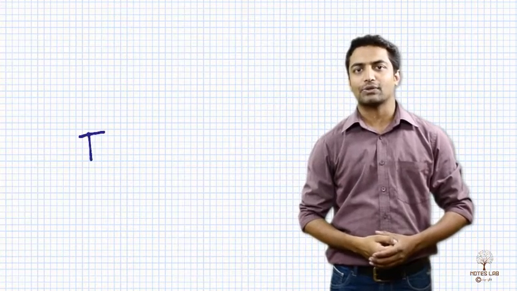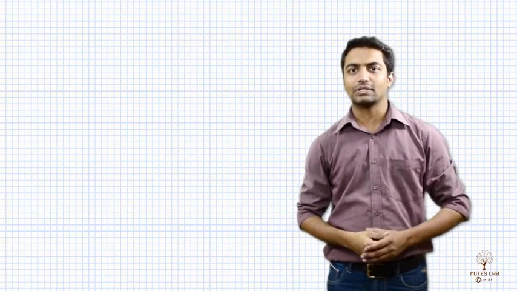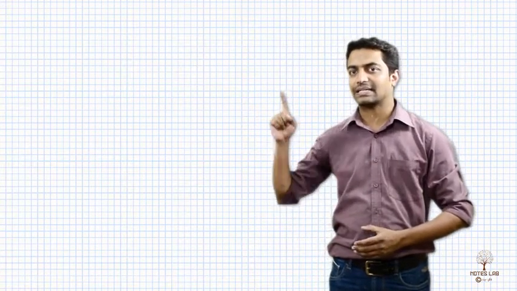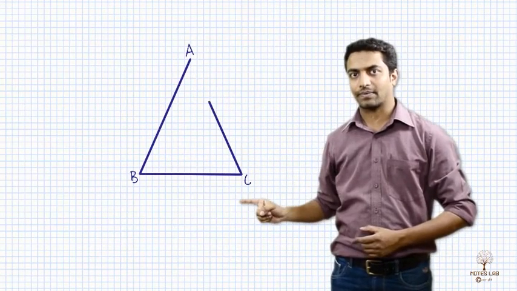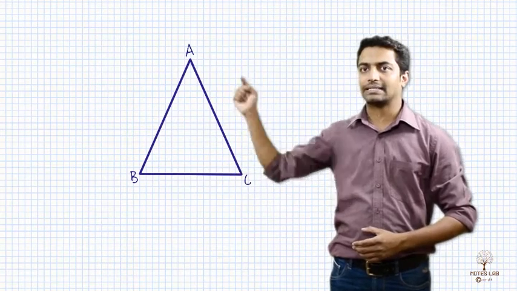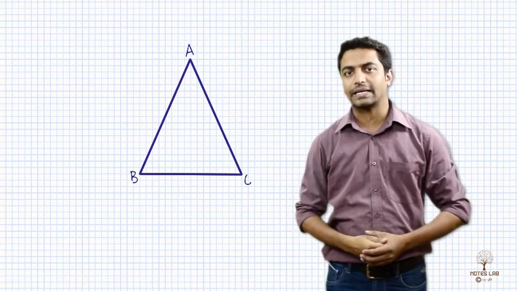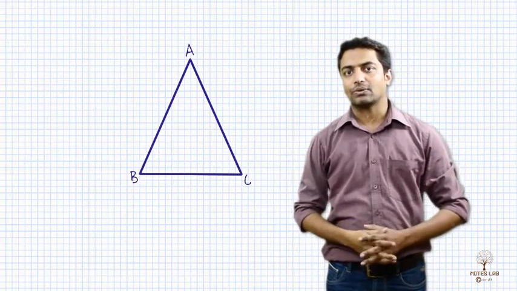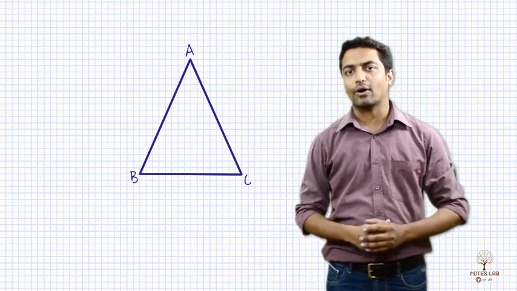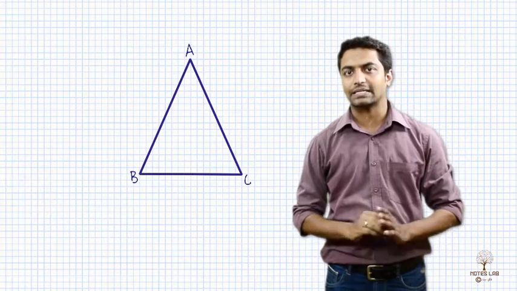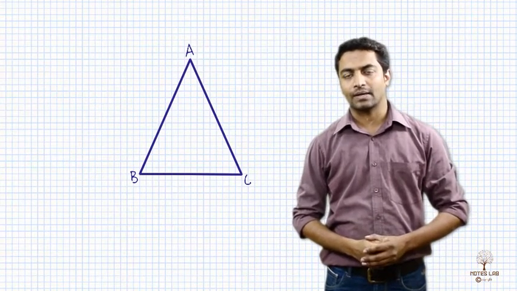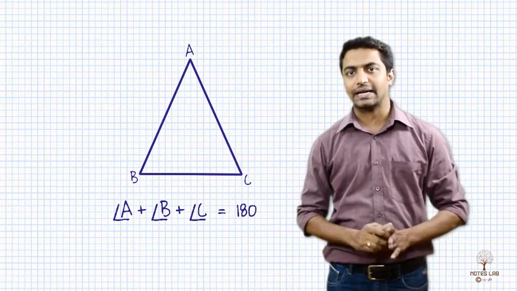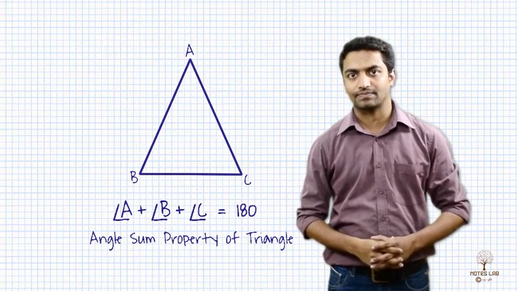Let us study some properties of triangles. Triangle is a closed plane figure made up of three sides. It has got three angles. Let's consider a triangle ABC. AB, BC and CA are three sides of the triangle. It has got three angles, angle A, angle B and angle C. So interesting fact about these three angles is when we add all these three angles, we get 180 degrees irrespective of its shape as well as size. So angle A plus angle B plus angle C of this triangle is 180 degrees, and this we call it as angle sum property of the triangle.